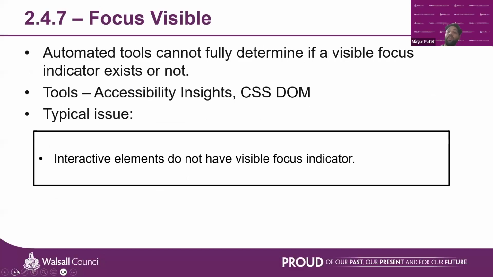Another good example will be focus visible. As I showed you, you can use Accessibility Insights tab stops to check if there are hidden elements or something that's not receiving keyboard focus, or does not have a correct, visible, proper focus indicator. And if it's not receiving a focus indicator, you can check the CSS in the DOM for any missing outline for the particular interactive element.